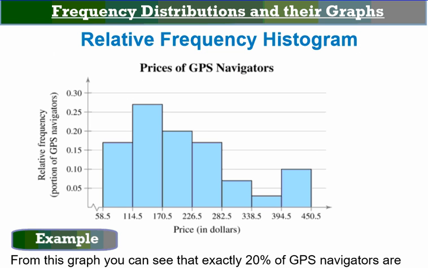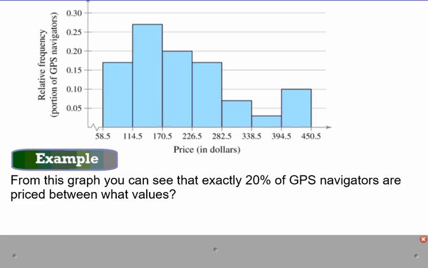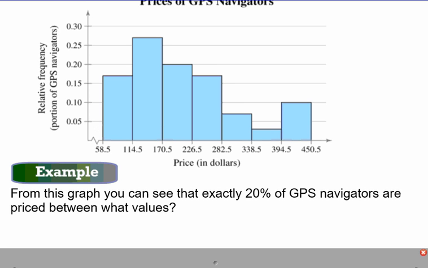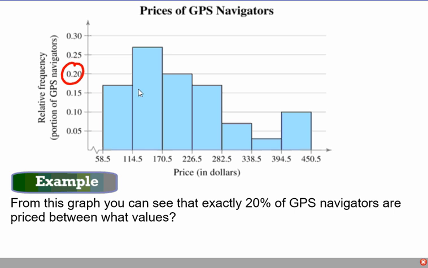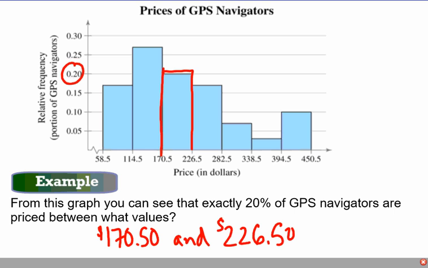You can then rescale it. So all that changes here are the percentages. So this is now not counts, but percent that occurred. I can use that then to answer some questions pretty quickly. So from this graph, you can see that exactly 20% of GPS navigators are priced between what two values? Well, I go over to where 20% is, which is right here, and I can see that that corresponds to this bar. So 20% of GPS navigators fall between $170.50 and $226.50. That's the benefit of changing them to percentages.